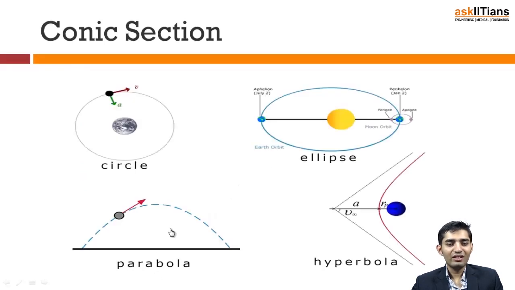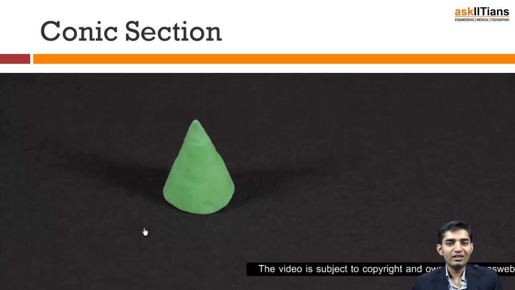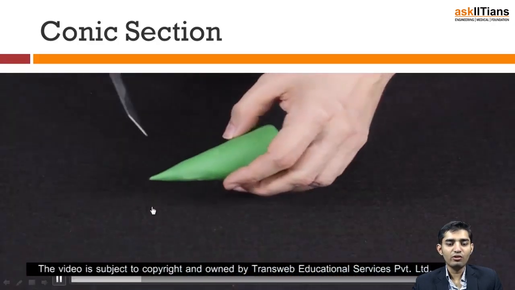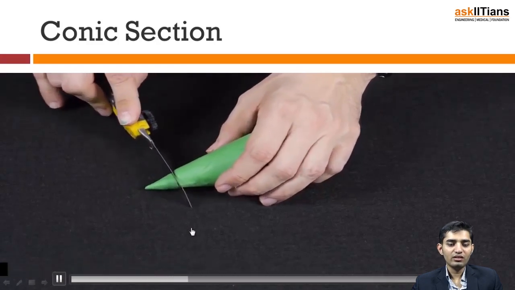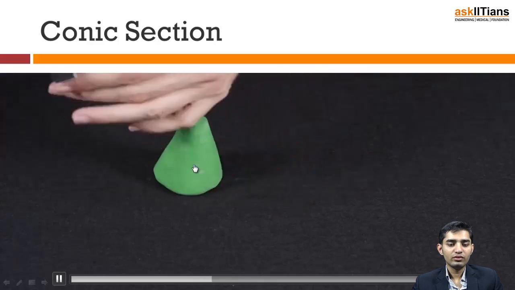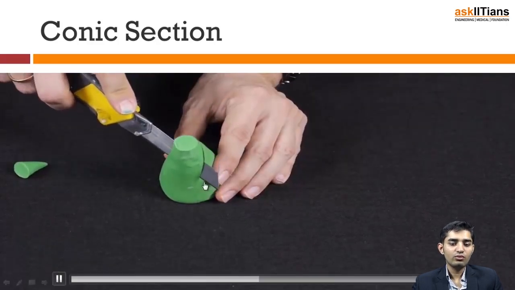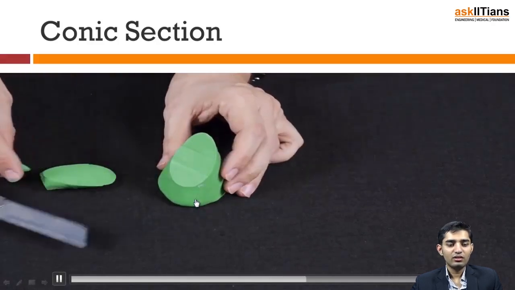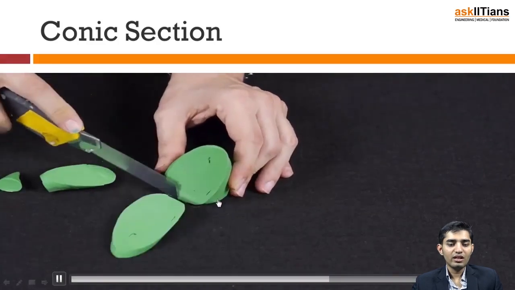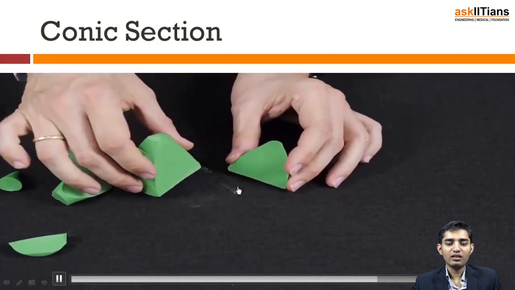So let us start. Why is this called conic section? Circle, parabola, ellipse, hyperbola: why are all these called conic sections? Let us see this video. Suppose I take a cone, and if I cut it from this section, in this case I will get a circle, as you can see in this video. If I cut this cone from this section, I will get an ellipse. If I cut it from yet another section, I will get a parabola, and from here I will get a hyperbola.